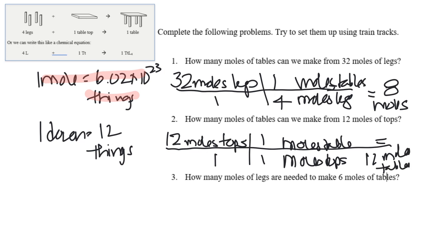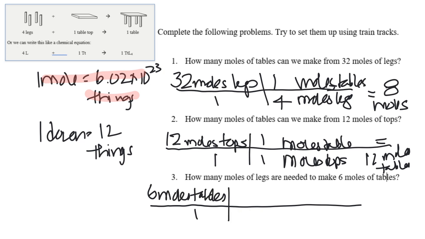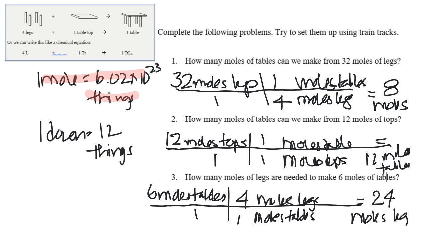Last example: how many moles of legs are needed to make 6 moles of tables? Well, now we're going the reverse way. So I'm just going to start with 6 moles of tables, put it over 1. Moles of tables comes down. Moles of legs goes to the top. And I know I need 4 legs per 1 table. And so it's going to be 6 times 4, and I get 24 moles of legs.